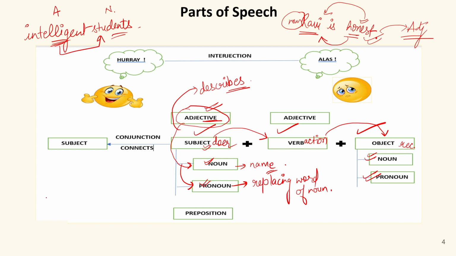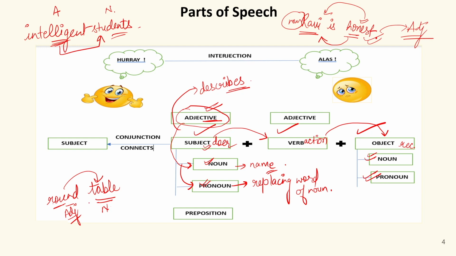Now if I say round table, you must have heard round table conference. So here we have written round table. Table is a noun, of course, and round is stating the shape of this table. So any word that modifies a noun, this word round is an adjective in this phrase.